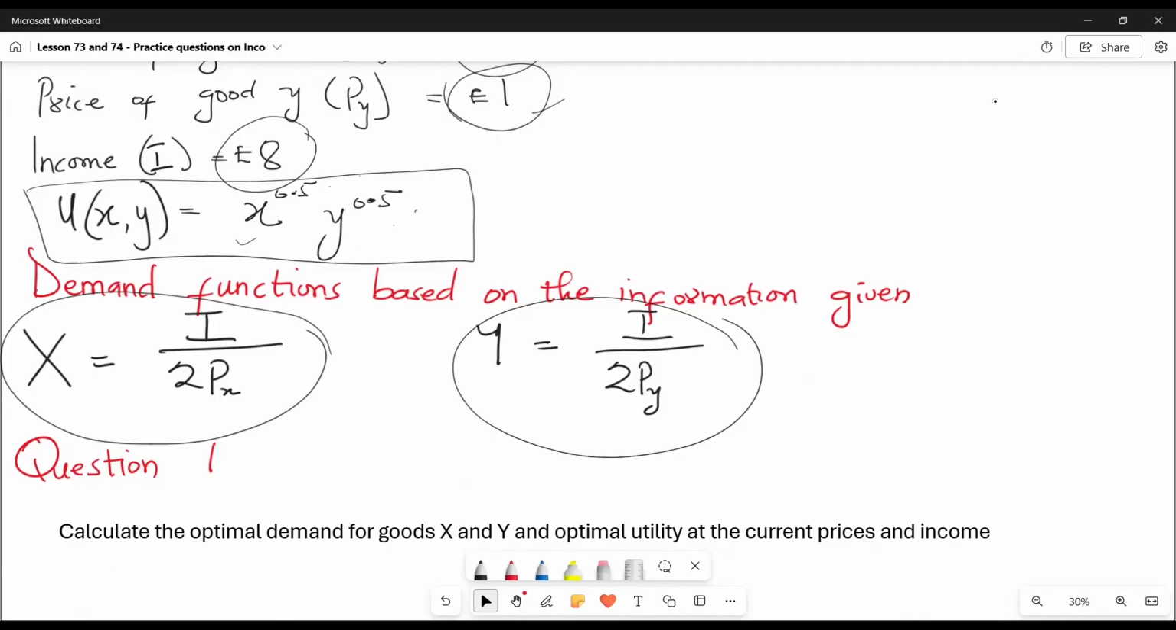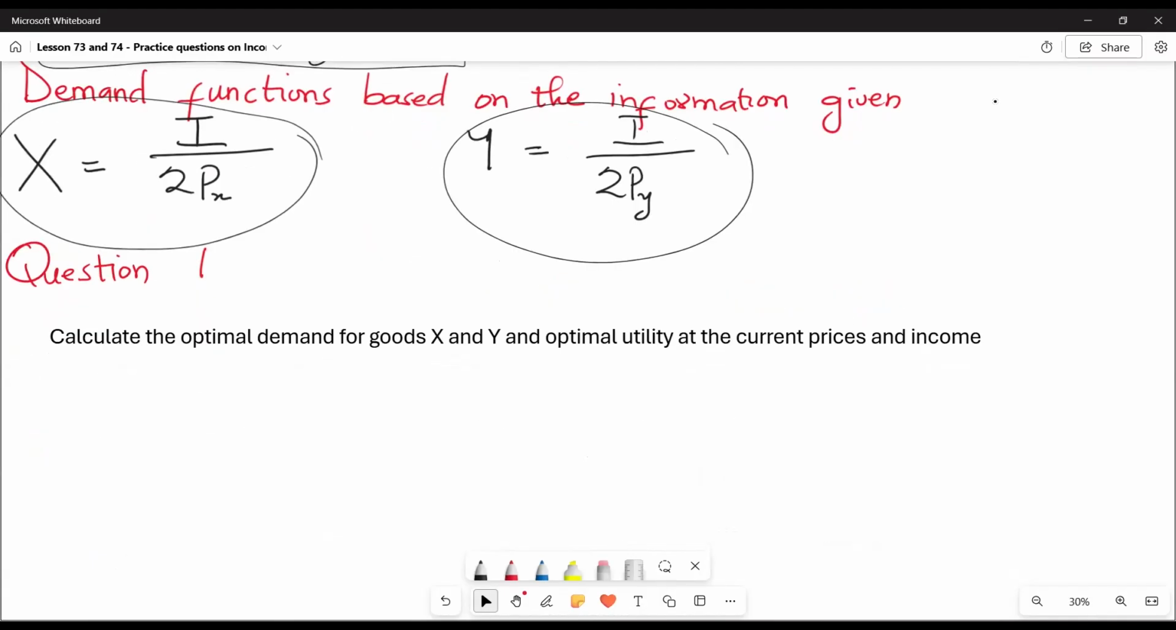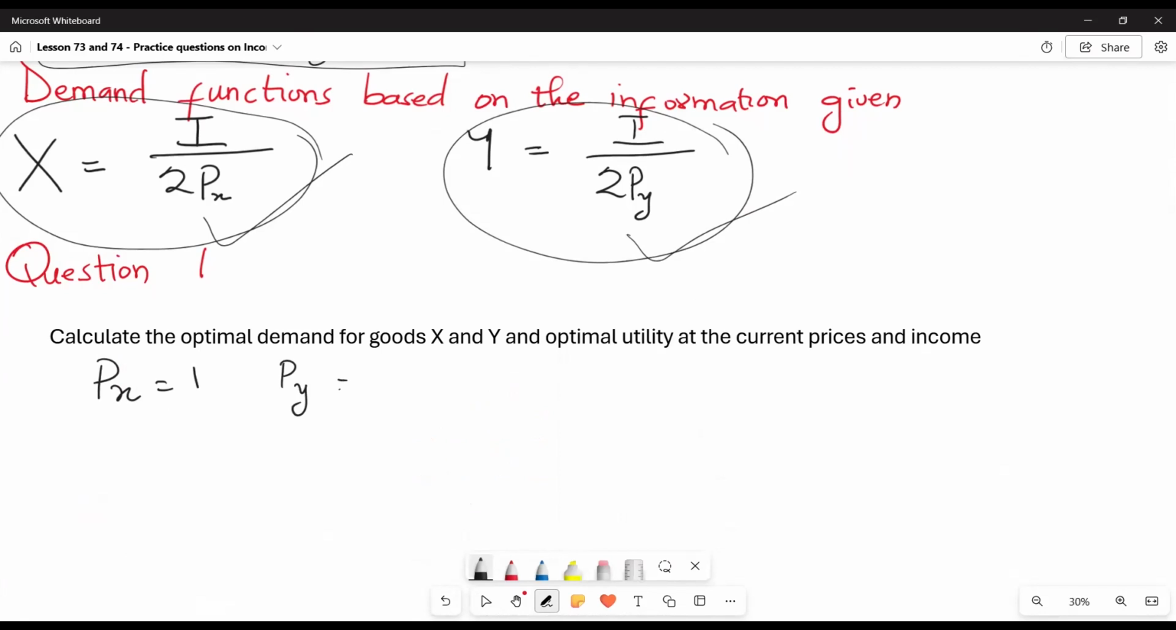when there's a price change. Our first question is, calculate the optimal demand for good X and Y and the optimal utility at the current prices and income. We know that this is the demand for good X and this is the demand for good Y. We know the price of good X is 1 and the price of good Y is 1, and we know income is equal to 8.